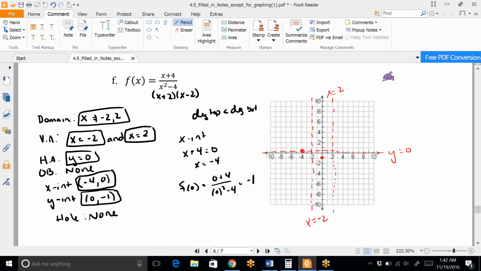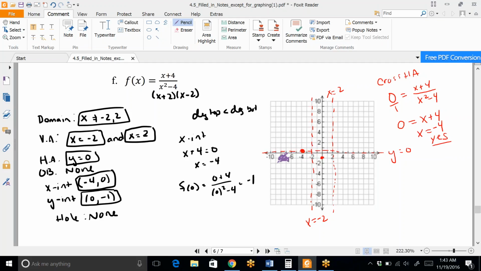So we need to know, do we cross our HA? If you set the value of the horizontal equal to the function, when you cross multiply this time, there's still going to be x's on top. In fact, you get 0 equals x plus 4, so that solves to -4. So that just means this is the only location that we can cross.